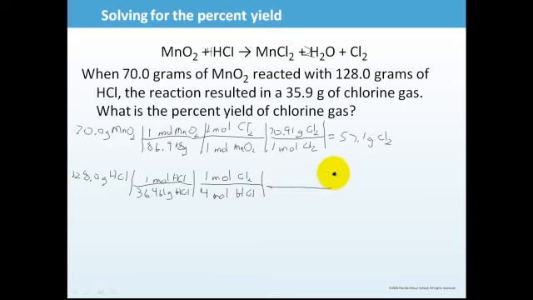And then the final step is the molar mass. Now, because we're going for the Cl2, it's going to be the same last step as it was in the first one. So 70.91 grams of Cl2 for 1 mole of Cl2.